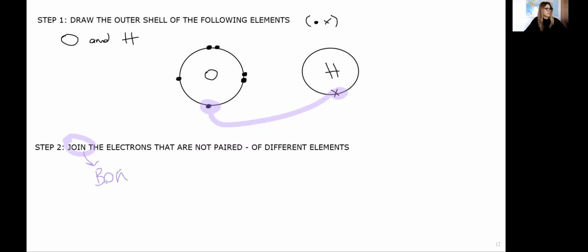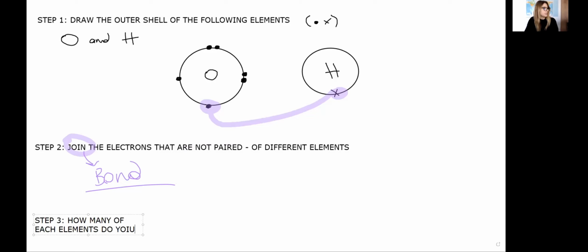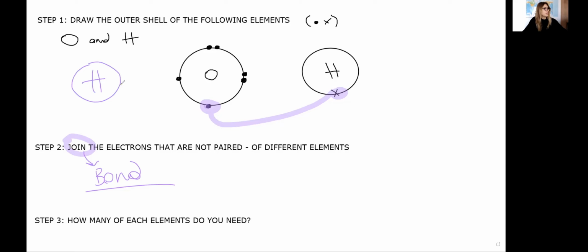But then there will be a third step. How many of each element do you need? Well, you need to analyze the elements a little bit. As we see, all of the electrons have to be paired, but we just have 1 hydrogen that can make oxygen happy. So you know what? We are just going to need another hydrogen with the cross to do that. So this tells us that you will need 2 hydrogen for 1 oxygen.